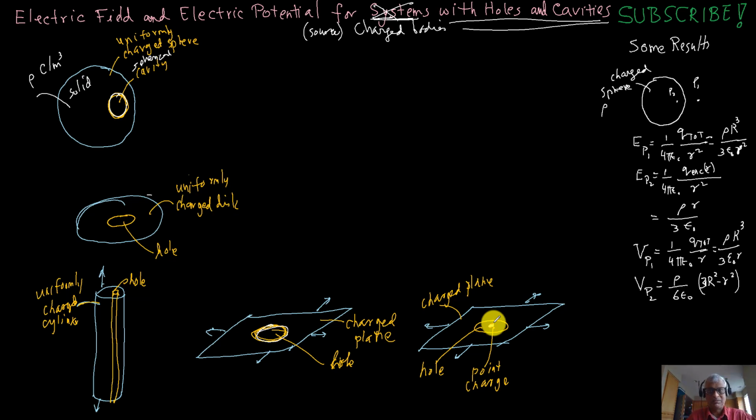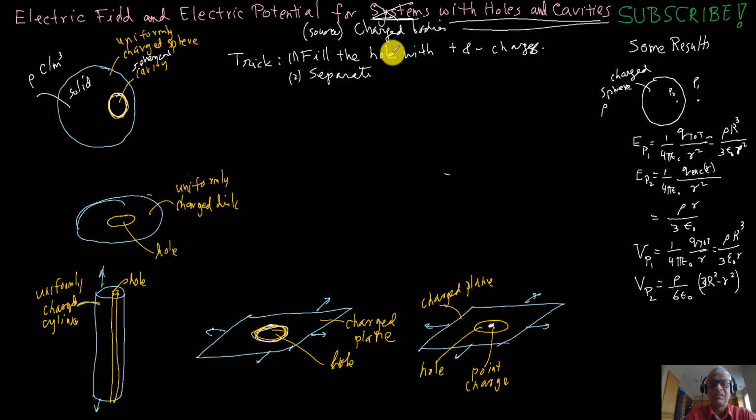So what's that trick? Okay, the trick is to fill the hole, and make creative use of superposition. So the trick is to fill the hole with plus and minus charges. The same amount of plus and minus charges, and separately look at two problems.